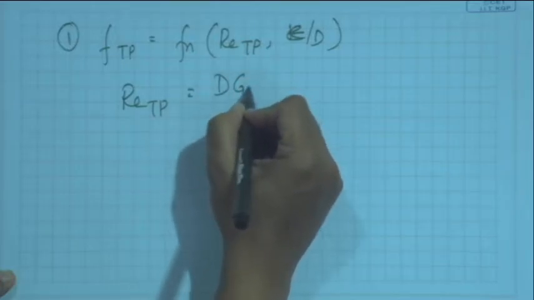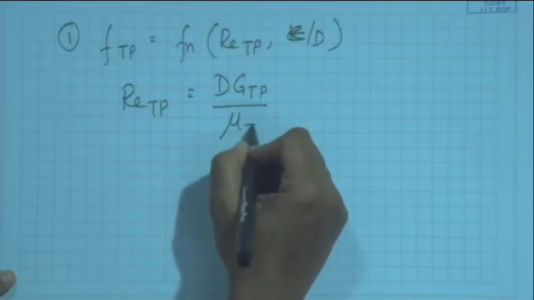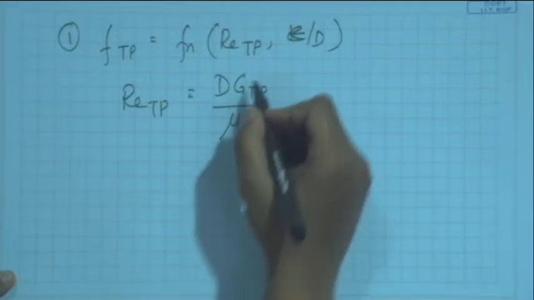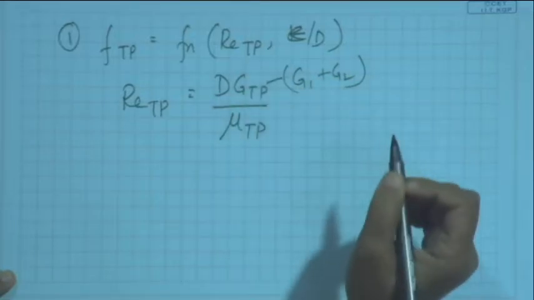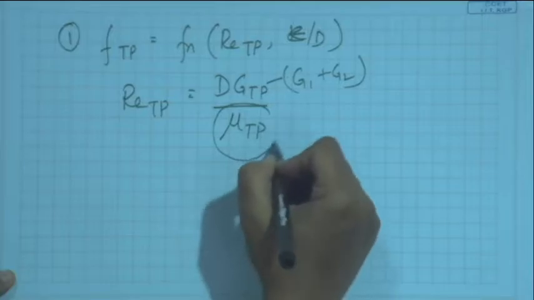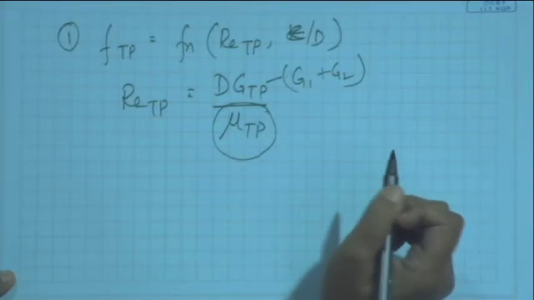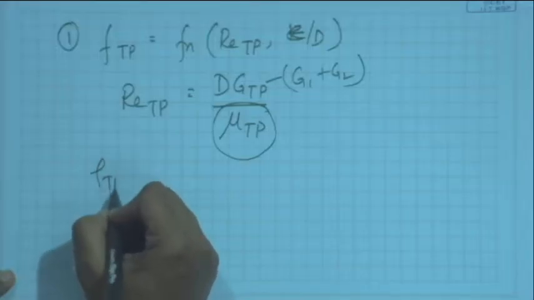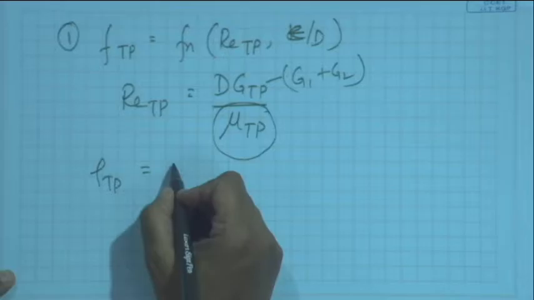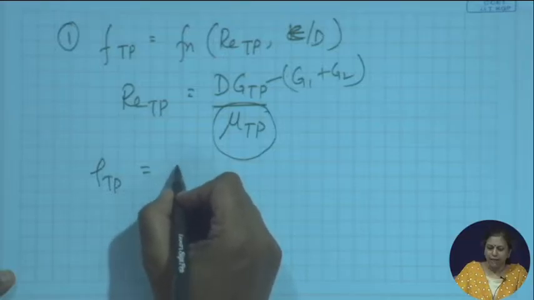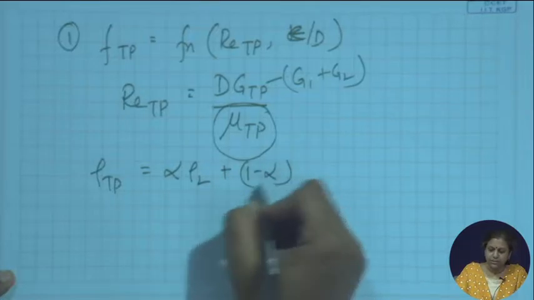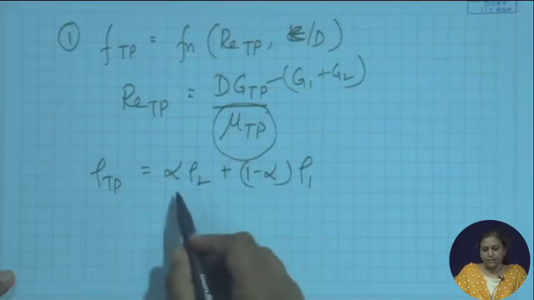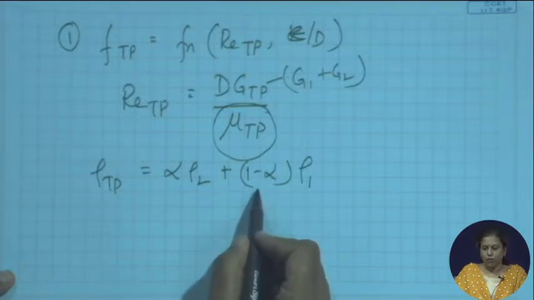Now, how do we define RETP for the two phase system? RETP for the two phase system is naturally d GTP by mu TP. We know GTP, I have already mentioned this is G1 plus G2, and the diameter of the pipe we know. The only thing which we do not know is the mixture viscosity. Here I would like to mention that if it is rho TP, then it can very well be expressed in terms of a suitable average of the individual phase densities expressed as a function of the in situ void fraction, right.